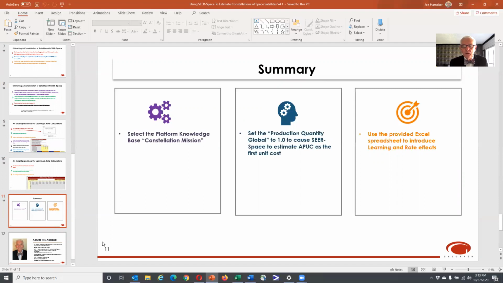So in summary, you select the platform knowledge base consistent with the constellation mission. I recommend you set the production quantity to 1 and use the spreadsheet to take into account both learning and rate effects. And we found that the SEER Space model does pretty well on estimating constellations. We've estimated quite a few constellations for various customers over the past few years, and the model seems to be working well.